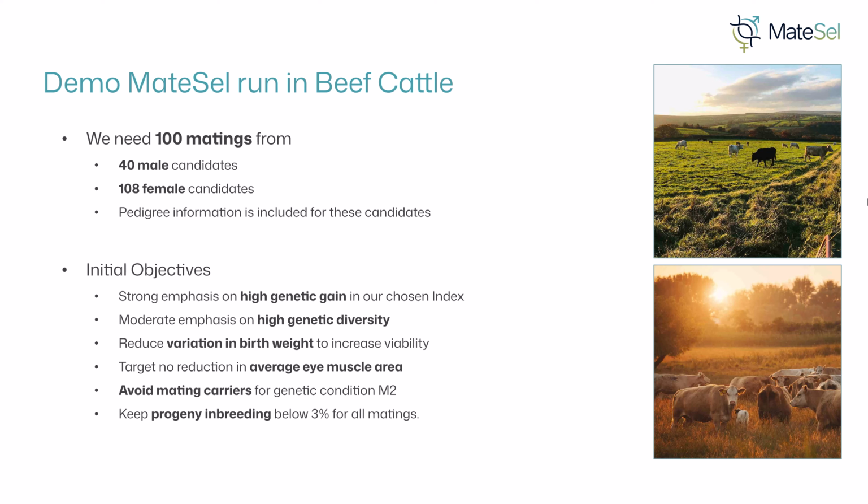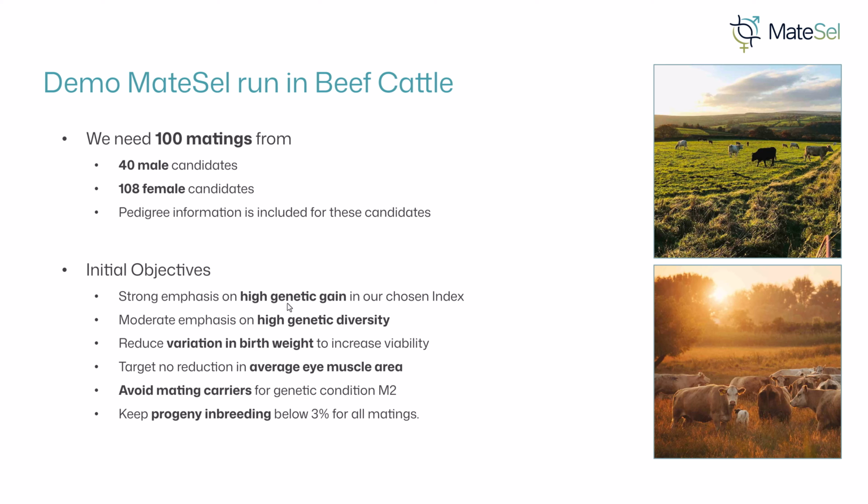Now we're going to run a quick example of MateSel in beef cattle. Let's consider that we need 100 matings from a population that currently has 40 male candidates and 108 female candidates. We also have the initial objectives listed below, and we call them initial objectives because your objectives may change during analysis in the light of what can be achieved.